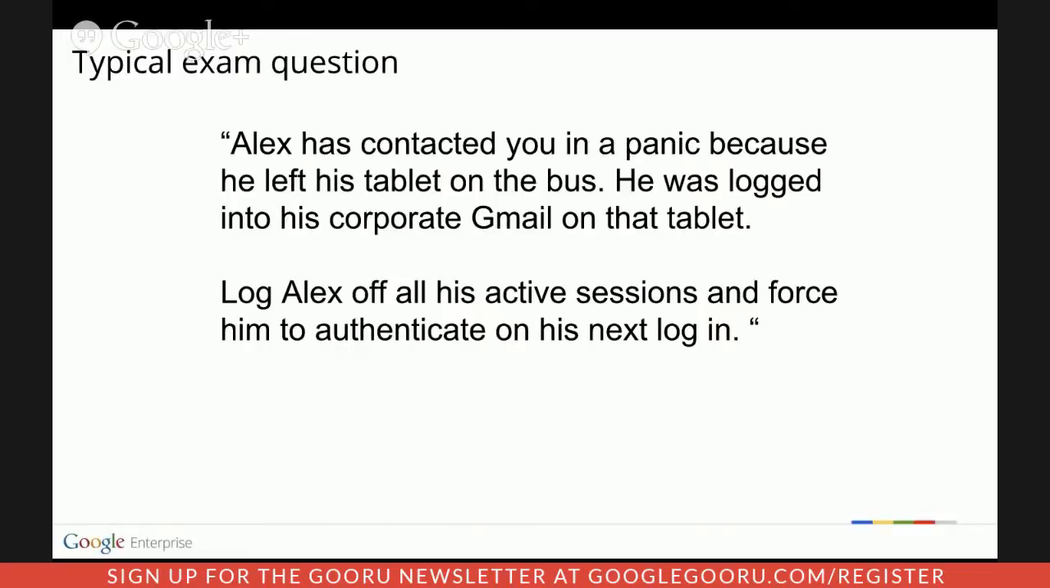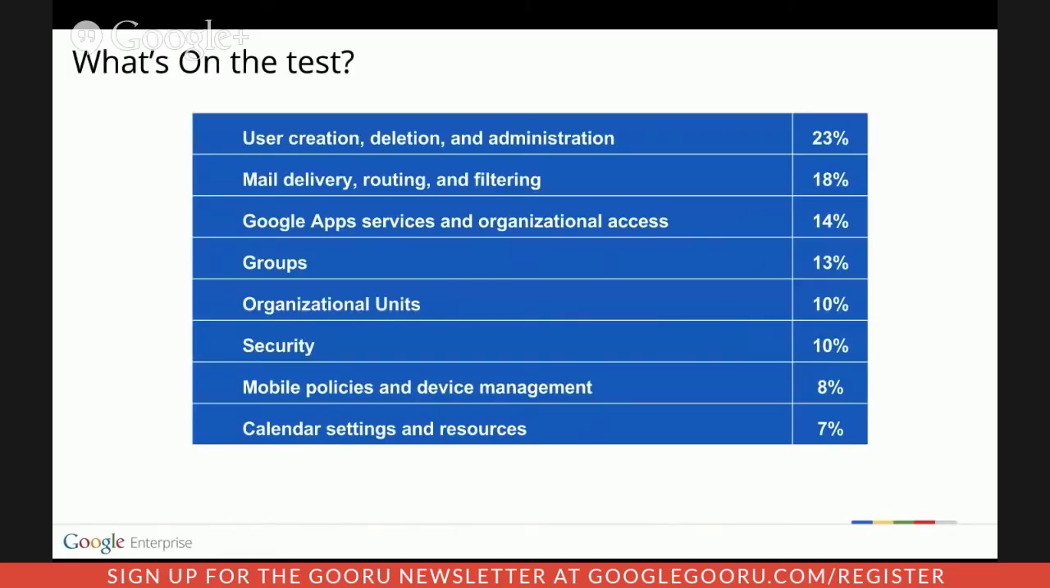There are about 45 different questions, and they go through various sections of the admin console. This is a ranking of the weight of the exam. Most of it, about 1/5 of it, is just user creation, deletion, and general administration of users. So that's where you spend most of your time. There's a couple of questions on mail delivery and routing, filtering, that stuff that happens in Gmail settings. You'll be setting up services and organizations, giving organizational access to various Google Apps services.